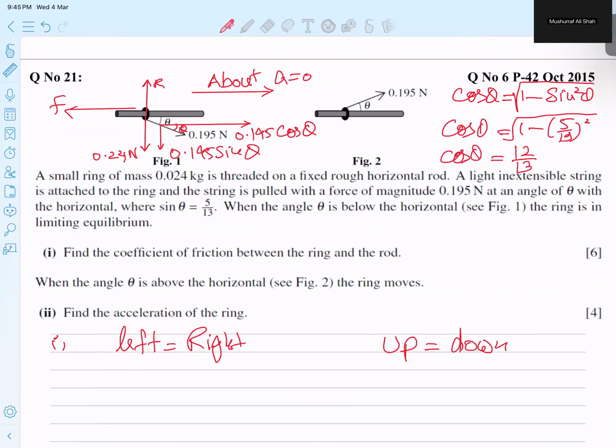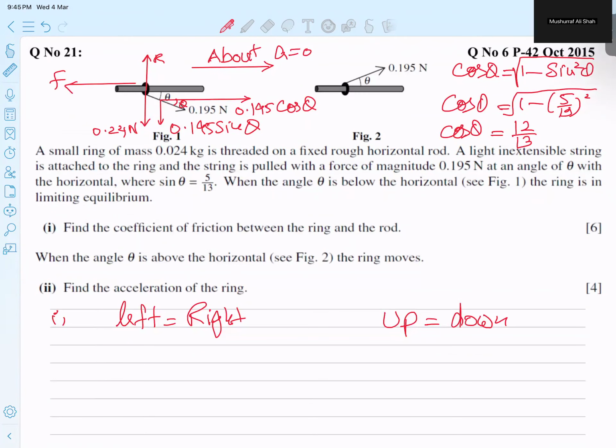So students, now I can say clearly: right force is this, left force is the friction force. So I'm writing here, right force is 0.195 cos theta, which equals the friction force. What is cos theta? It is obviously 12 by 13. I'm going to replace it here, and friction F is equal to mu R.